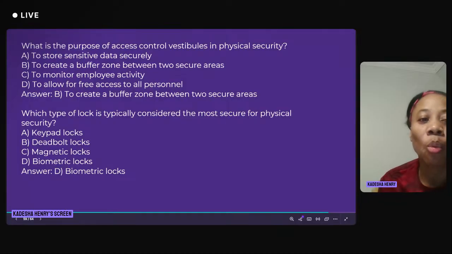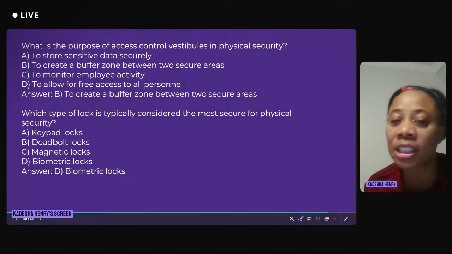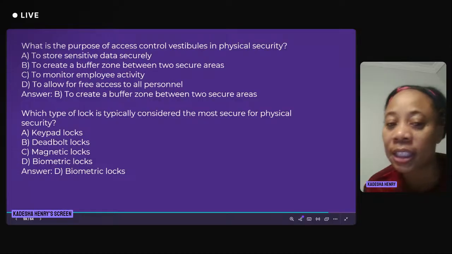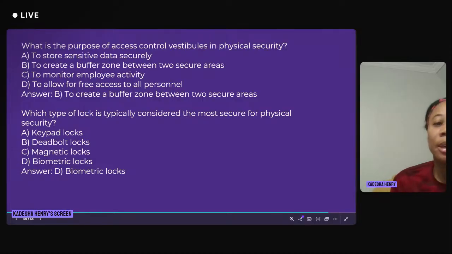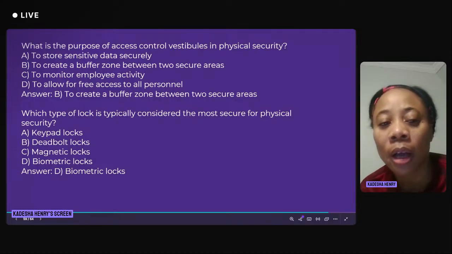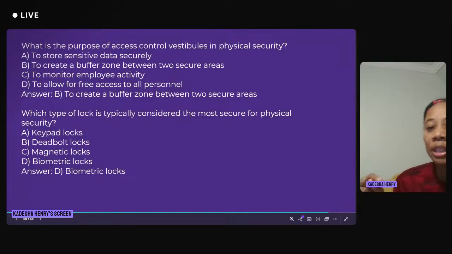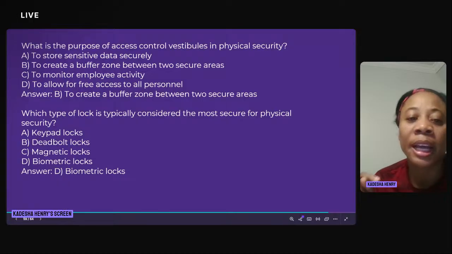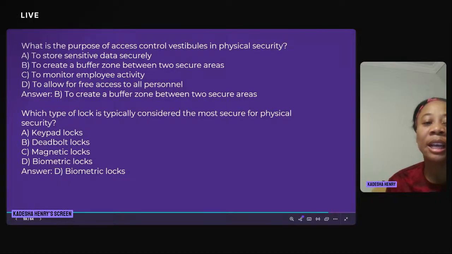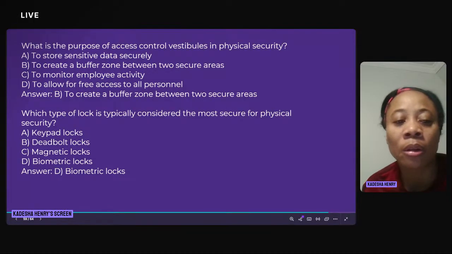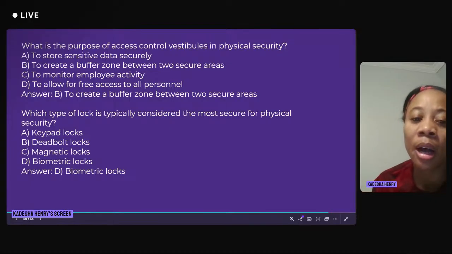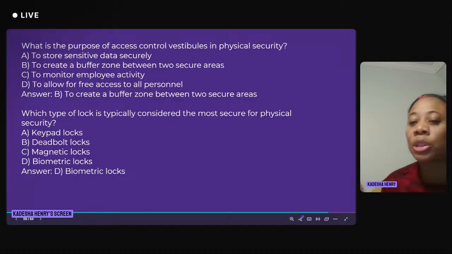Next question. What is the purpose of access control vestibules in physical security? Is it A, to store sensitive data securely, B, to create a buffer zone between two security areas, C, to monitor employees' activities, and D, to allow for free access to all personnel. And we will use B because it creates a buffer zone between two secure areas.